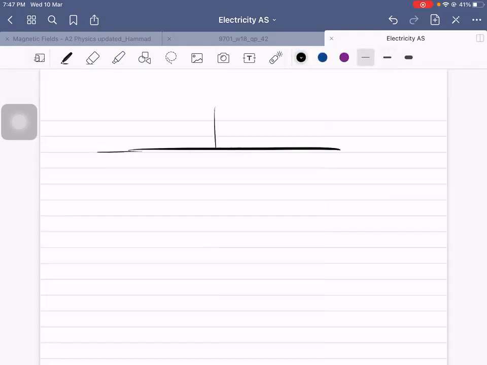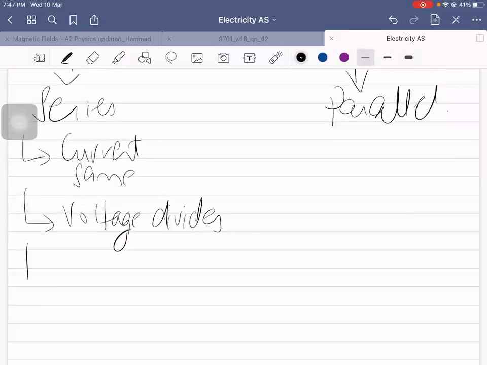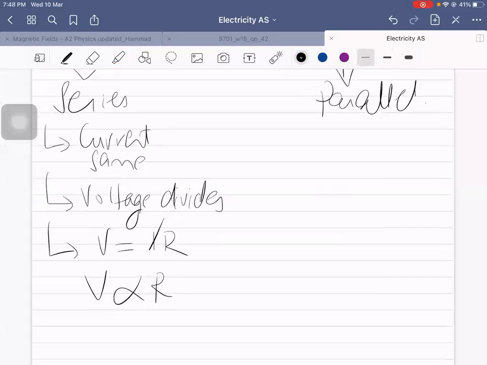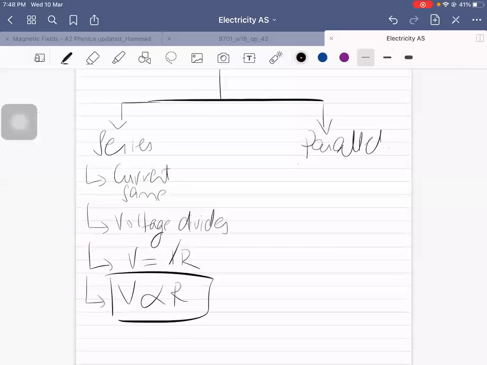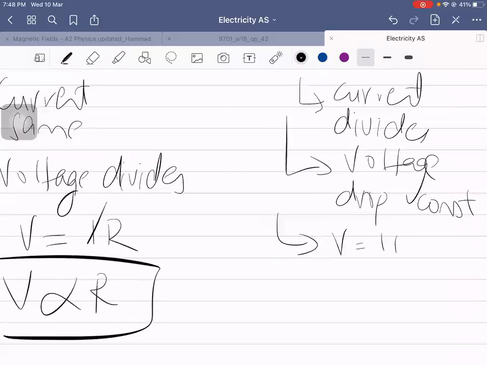For a series circuit, right, your current stays the same, your voltage divides. Right? You have the formula V equals IR. So when your current is constant, your voltage divides such that it is directly proportional to the resistance. For parallel circuit, your current divides, your voltage drop is constant. When you have V equals IR and your voltage is constant, so I is such that resistance goes to the other side. It is inversely proportional to the resistance, right?